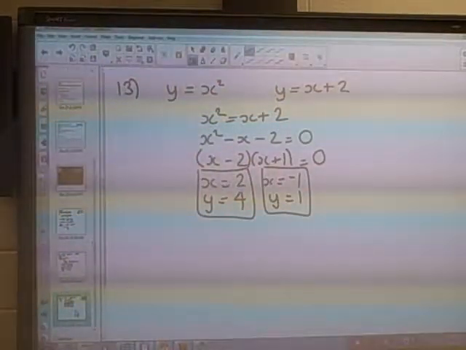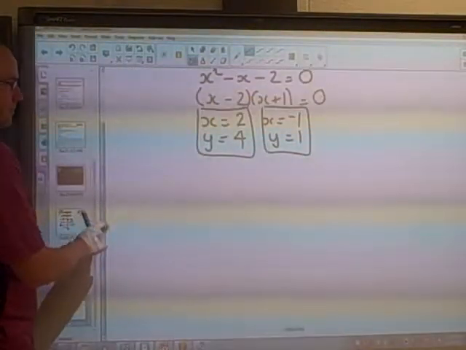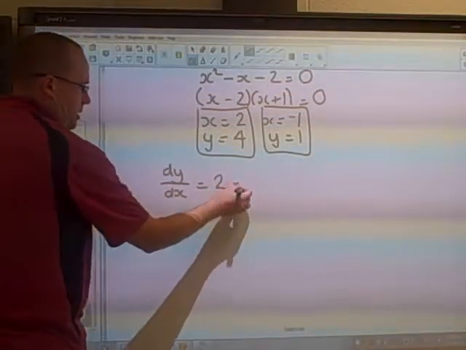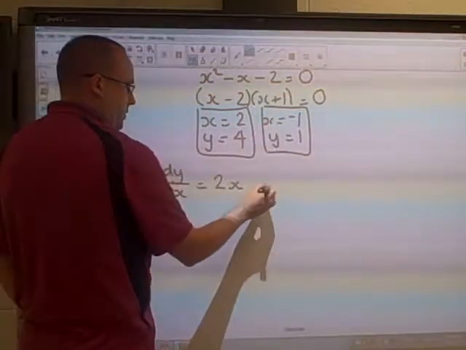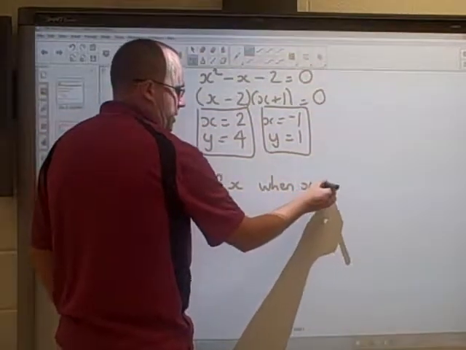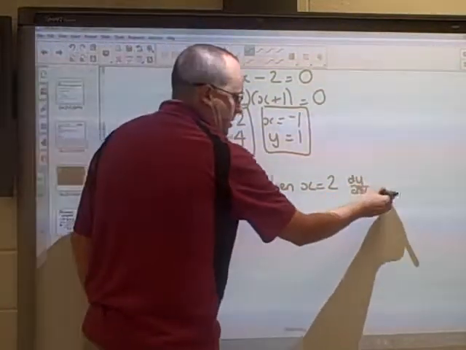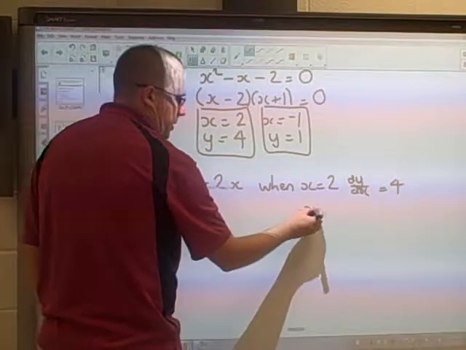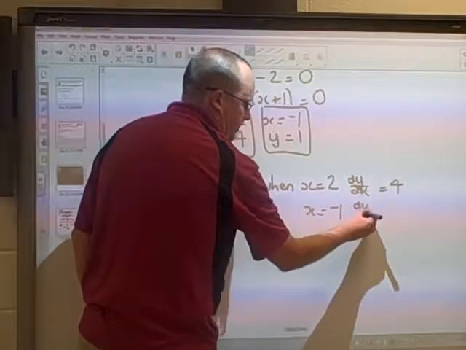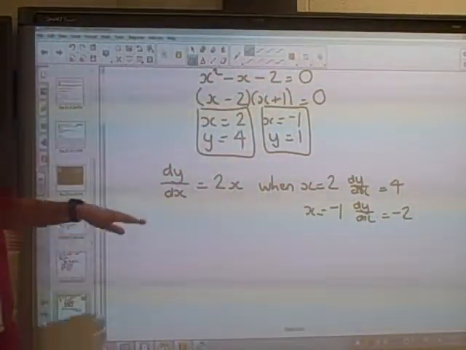Now I need to find my slopes at those points. So for y equals x squared, if I differentiate that, then dy by dx is just going to be 2x. Now I've got 2 different ones to do for this, so I want to label very carefully what I'm doing here. So when x equals 2, dy by dx will equal 2 times 2, which is 4. And when x equals negative 1, the second point, 2 times negative 1 is negative 2.